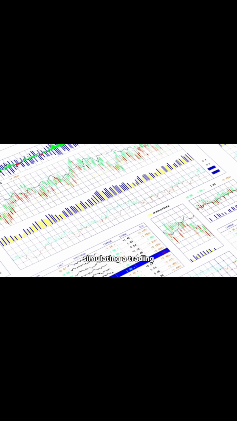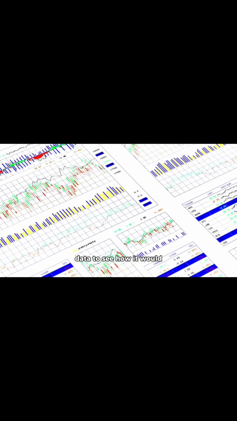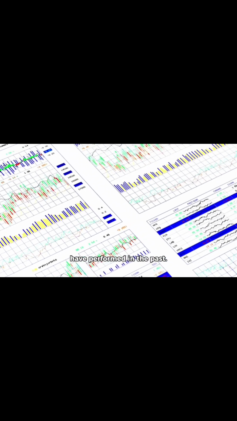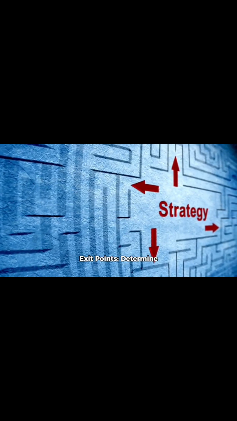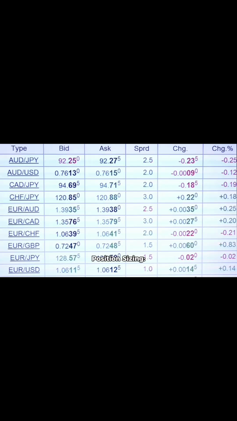Backtesting a stock involves simulating a trading strategy using historical data to see how it would have performed in the past. Here's a general outline of the steps involved in backtesting. Define the strategy. Entry and exit points: determine when to buy and sell the stock based on certain indicators. Position sizing: decide how much to buy or sell at each entry or exit point.